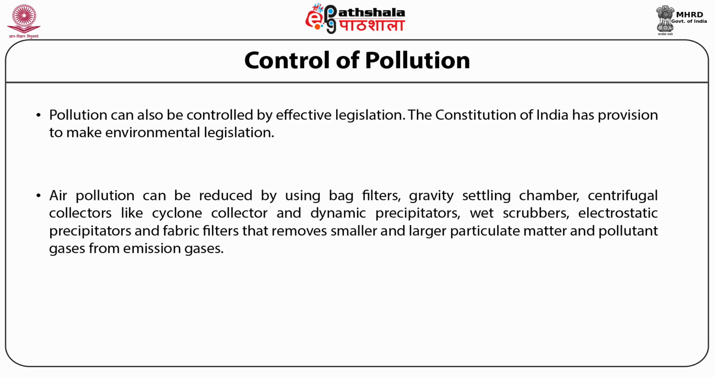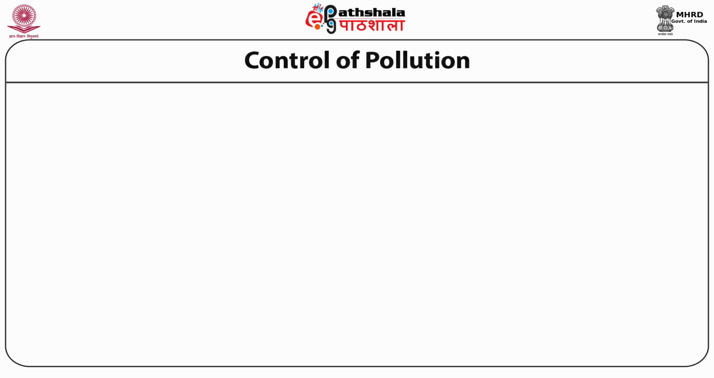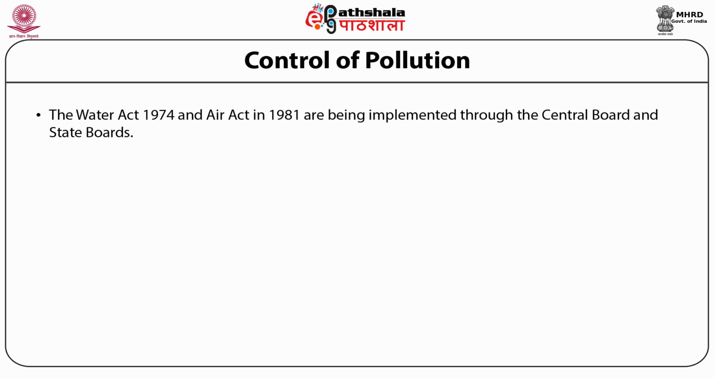Gravity settling chambers, centrifugal collectors like cyclone collectors, dynamic precipitators, wet scrubbers, electrostatic precipitators, and fabric filters remove smaller and larger particulate matter and pollutant gases from emission gases. Sewage treatment plants can be used for the purification of water. The Water Act 1974 and Air Act 1981 are being implemented through the central board and state boards.